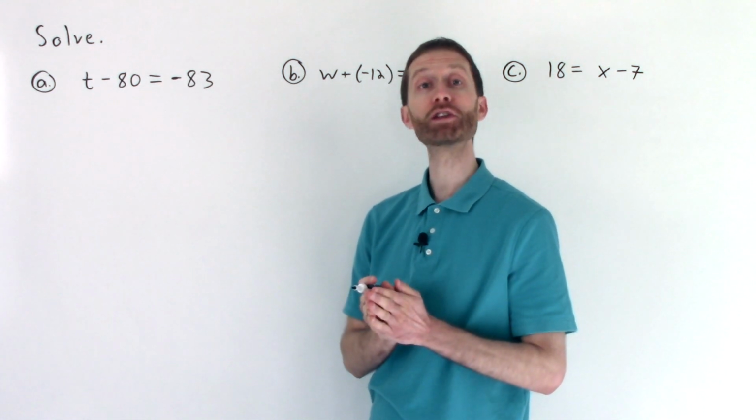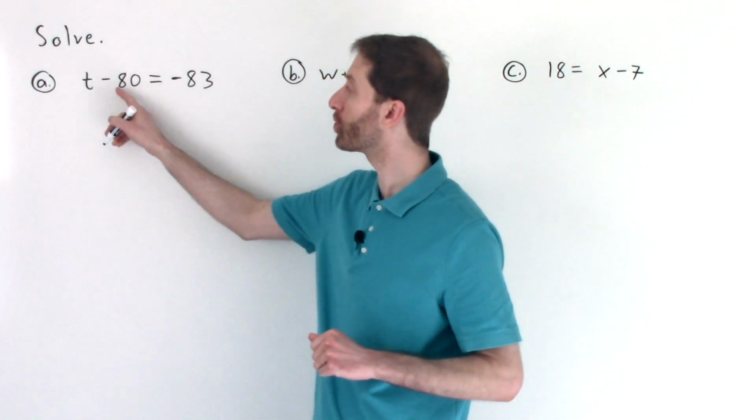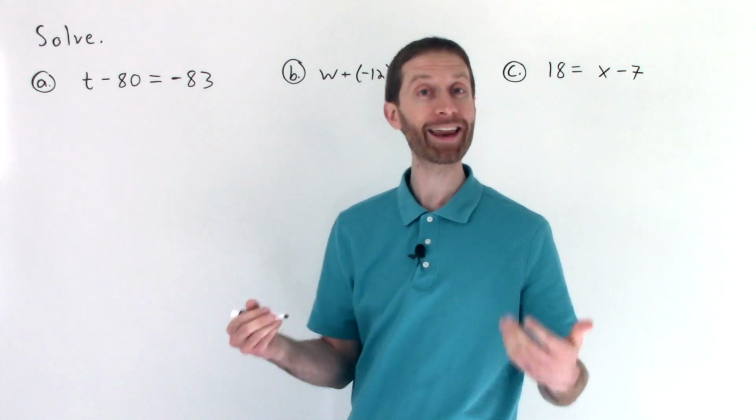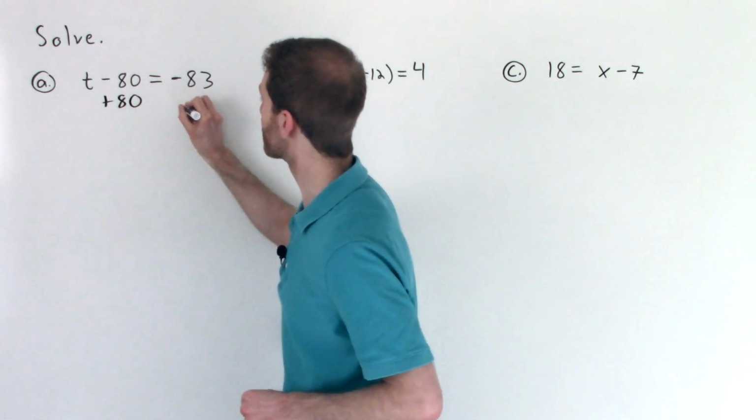The number one thing we need to observe is that we want to isolate t. We want to get it alone. So we want to undo what's being done to it. How do we undo minus 80? We add 80. So I will add 80 to both sides, just like this.